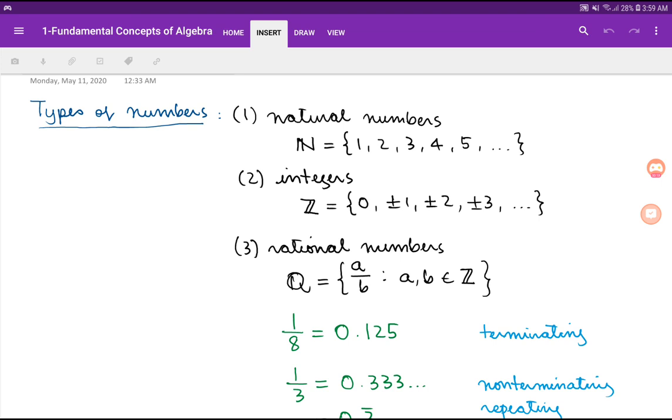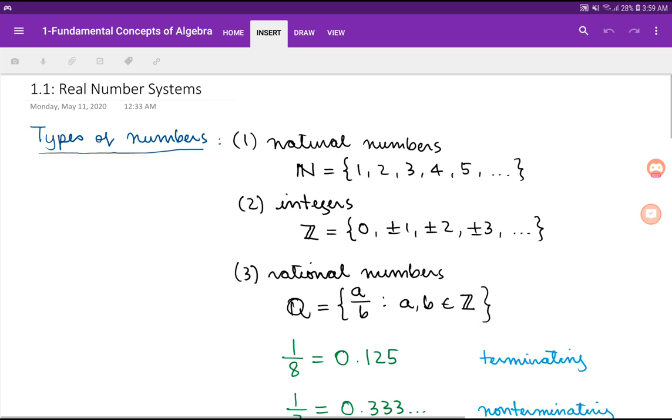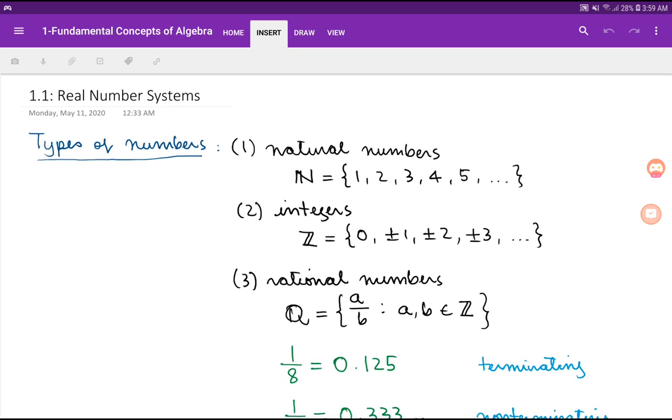Welcome to the first video of our mathematics for matriculation, or what you can call algebra for matriculation level. In this video, we will learn some fundamental concepts of algebra. Today we will see and learn the real number system that we are going to use throughout the subject. So it is very important for us to know what a real number is and what types of numbers we sometimes deal with whenever we do algebra.